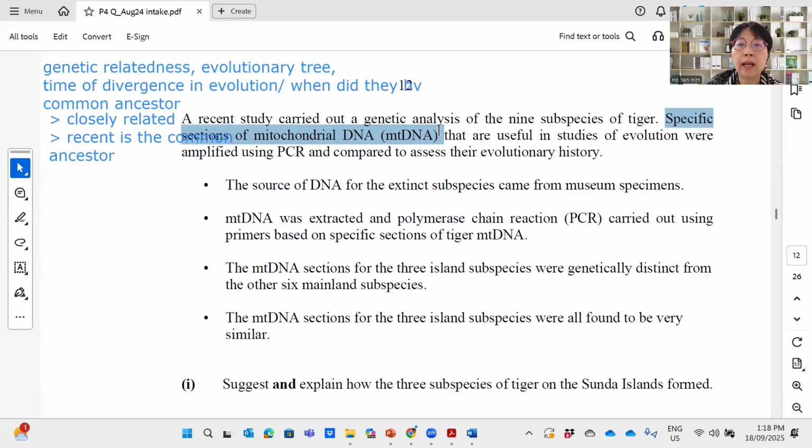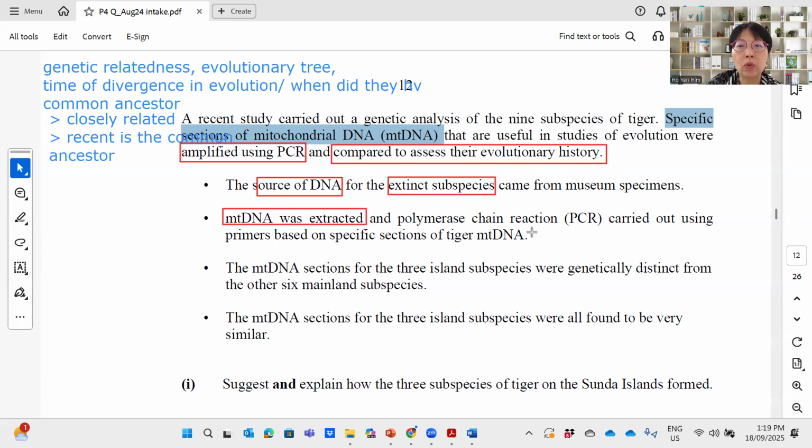So now they take mitochondrial DNA, okay? So they take the mitochondrial DNA from the tiger sample and they amplify the DNA with PCR method, and then they compare the mitochondrial DNA to assess the evolutionary history. So they want to find out the evolutionary tree. Yeah? So the source of DNA for the extinct subspecies came from the museum, okay? And then mitochondrial DNA was extracted and they used PCR to amplify it. It means to make many copies of it, okay? And then they use primer. They use primer based on specific section of tiger mtDNA.